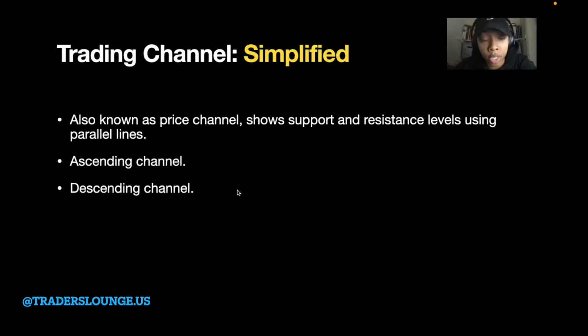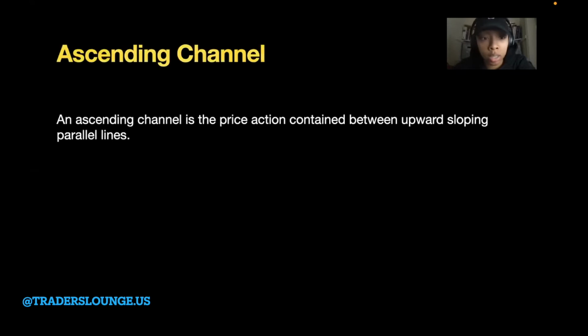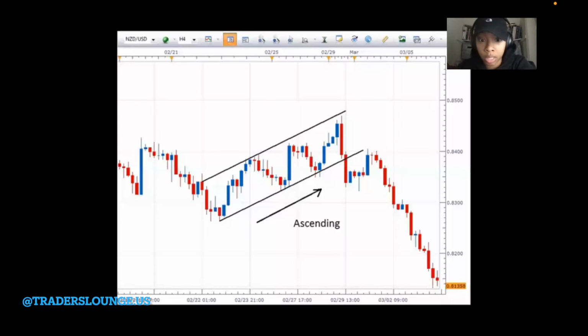Now we have two different channels: an ascending channel and a descending channel. That's when price is going up and then price is going down. We're going to break both of them down really quickly. So, ascending channel. An ascending channel is the price action contained between upward sloping parallel lines. This is their definition from Investopedia. And this is what that looks like.